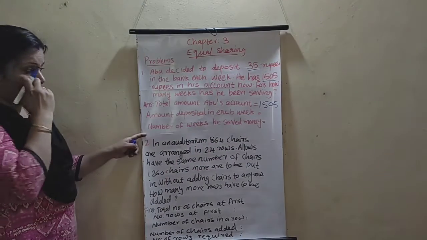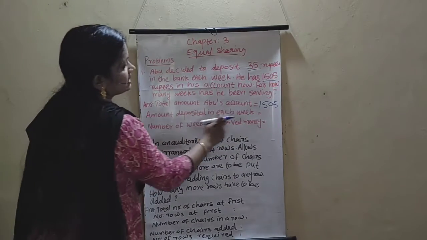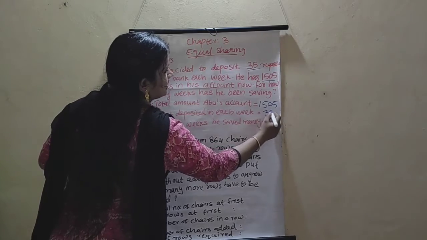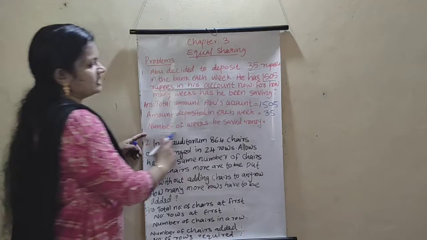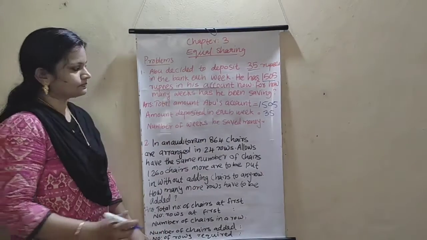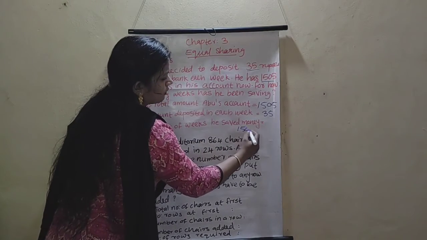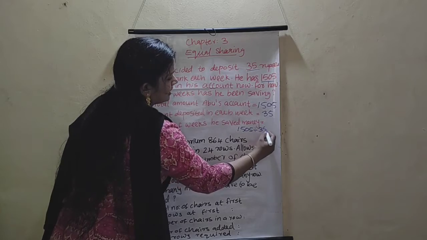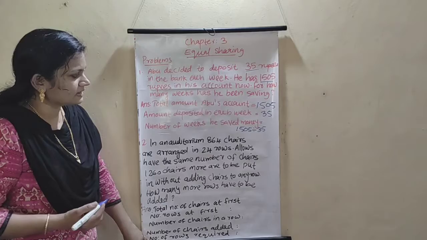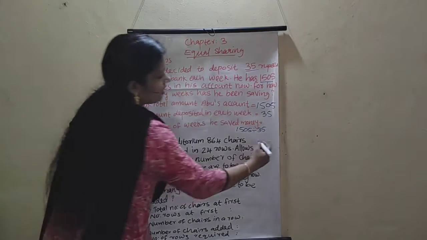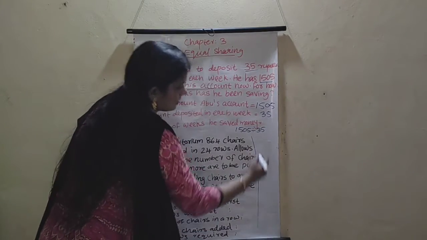1505. Then what is the amount deposited in each week? 35. This is a 4-digit by 2-digit division. The number of weeks he saved money is 1505 divided by 35. Understood? Then how to write this? This is one question.